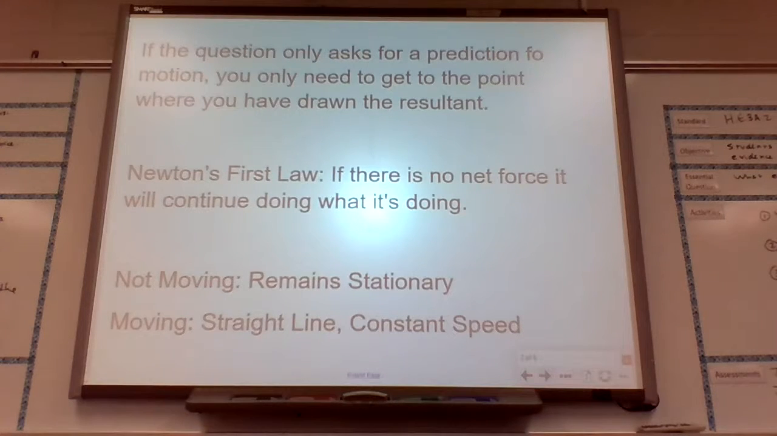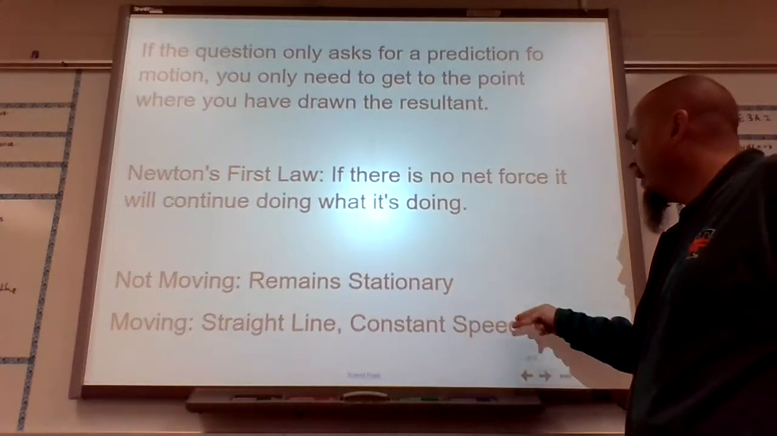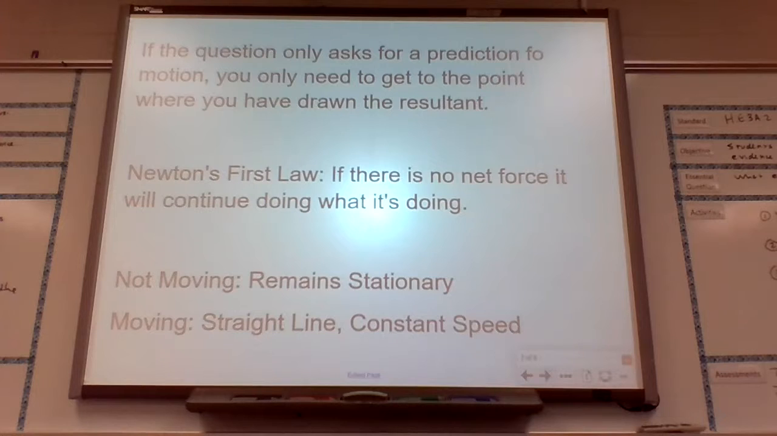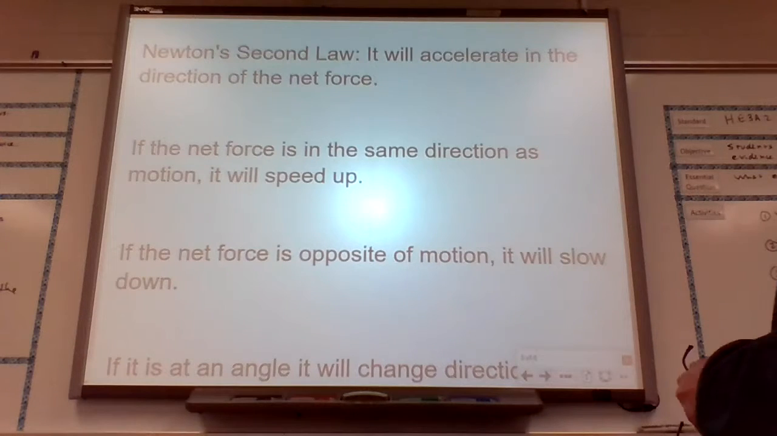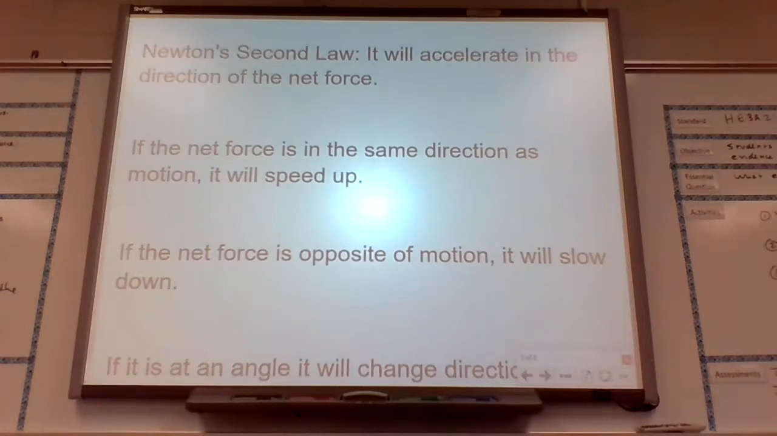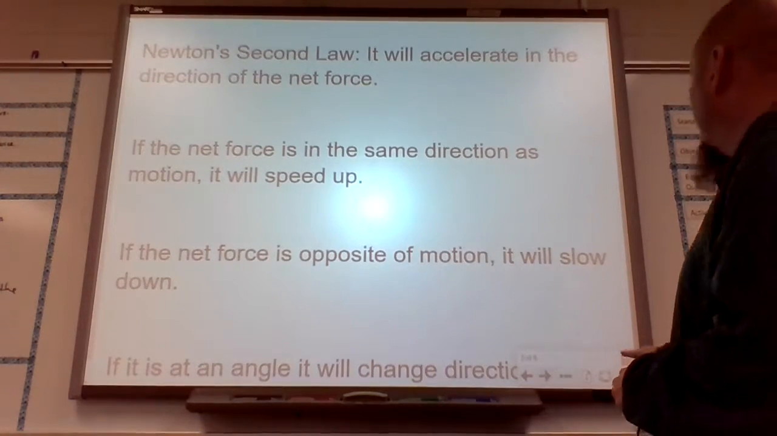So if it's not moving, if it's stationary, it will remain stationary. If it is moving, it'll move in a straight line at a constant speed. Both of these scenarios imply that there is no acceleration, because if there is no net force, there is no acceleration. Second law tells us if there is a net force, it'll accelerate in the direction of that net force. So first law, if there's no net force, there's no acceleration. Second law, if there is a net force, there is acceleration, and again, accelerating in the direction of that net force.